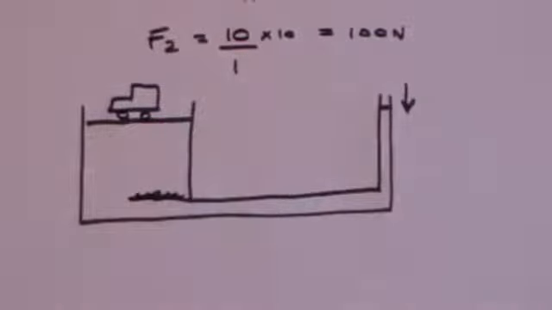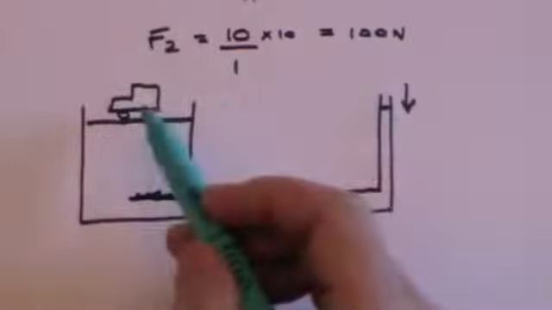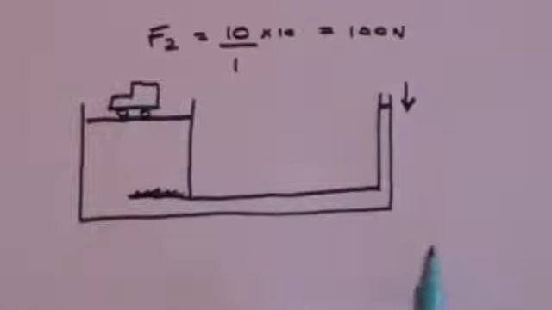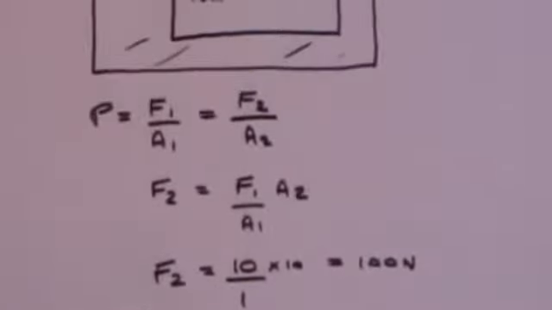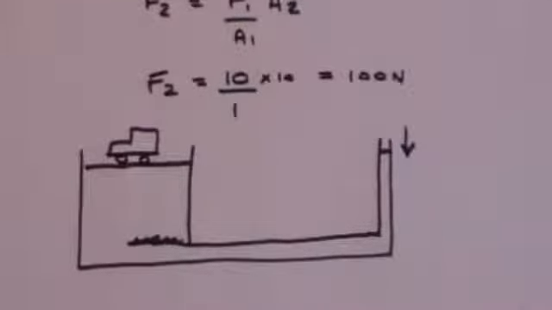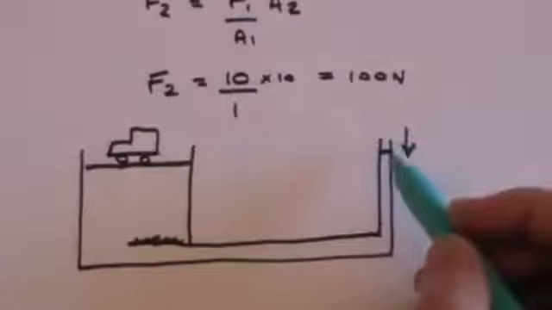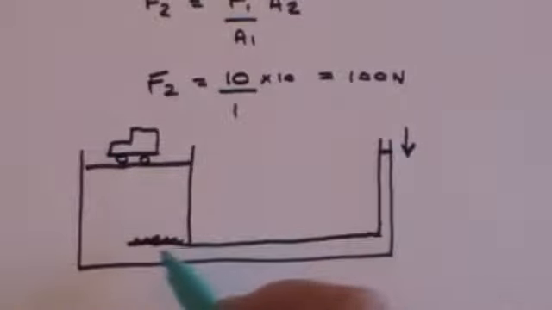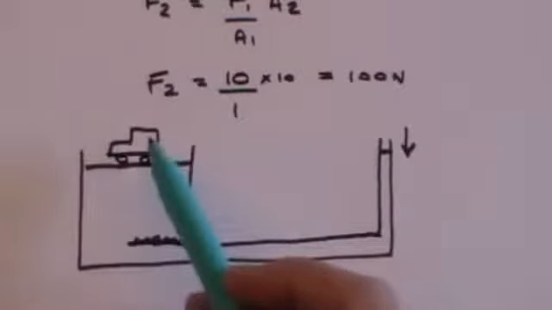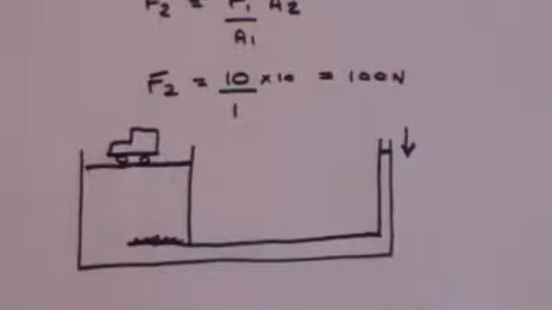air on that side. A small force on this side produces a huge force on this side, because the pressure remains the same, and pressure is force over area. And that's how hydraulic systems are used. You apply a small force onto a small area, the pressure is transmitted through the liquid, and you get a much larger force at the other side because you've got a larger area.